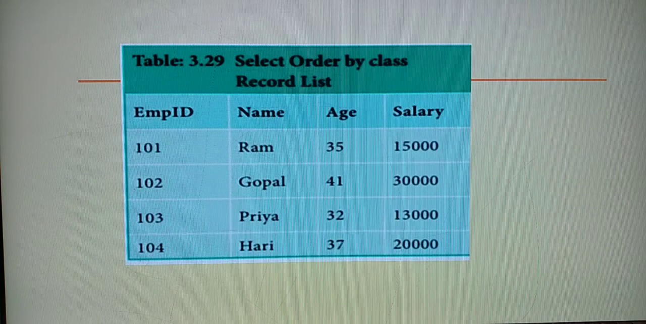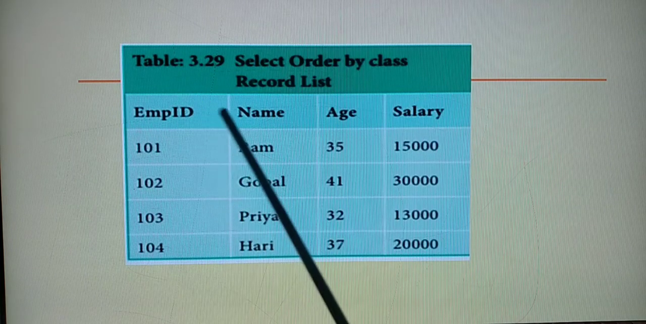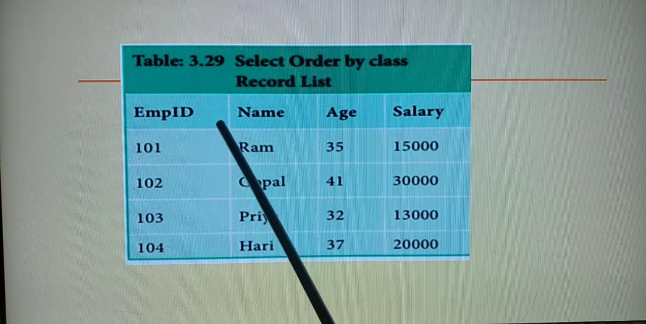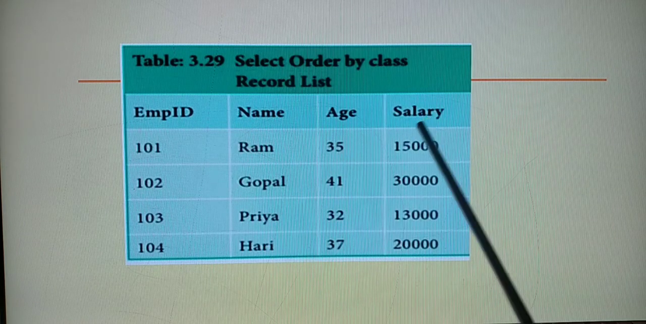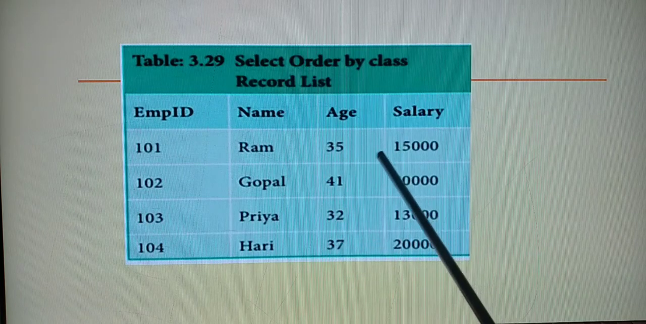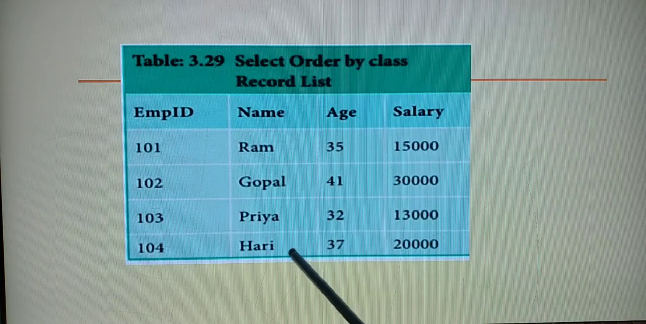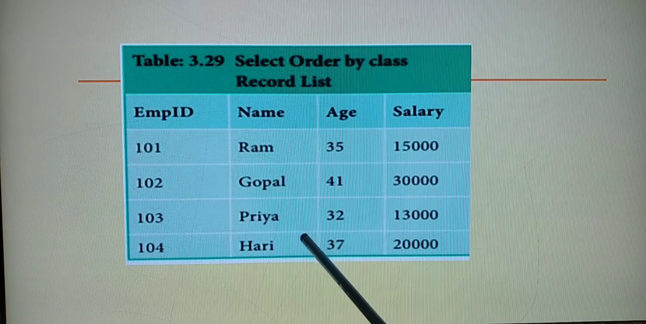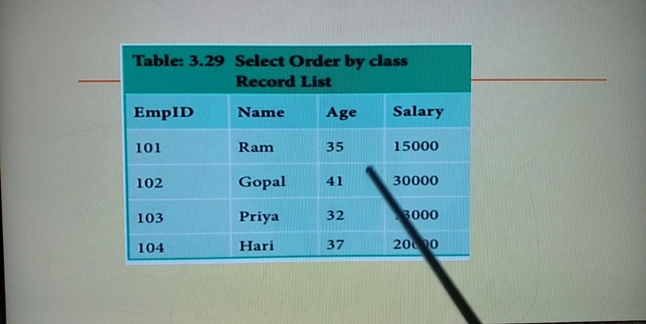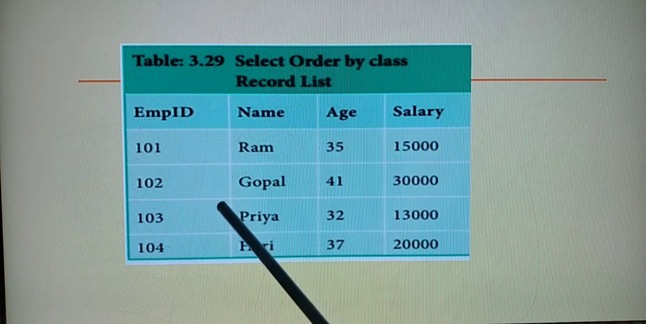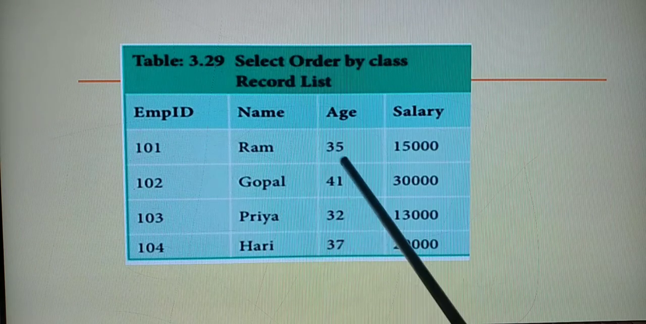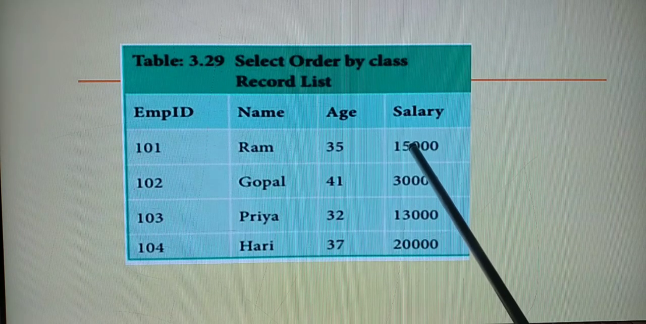Yes, this is a list. Go on with the list. The table has the fields employee ID, name, age, and salary. These are the 4 columns, and there are 4 rows also. You have 4 columns and 4 records, or 4 rows. The first is the employee ID, the next is name, the next is age, and the next is salary.